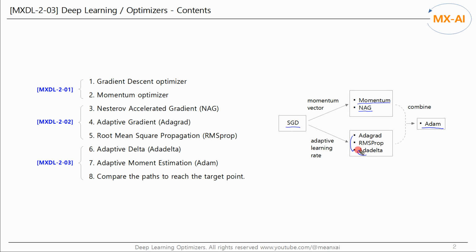In this video, we will take a look at the Adadelta and Adam optimizers. Let's then compare the paths each optimizer takes to reach the goal on a simple loss surface.